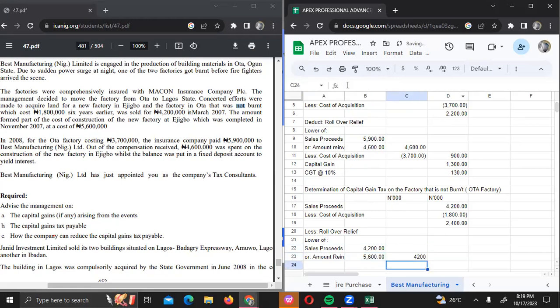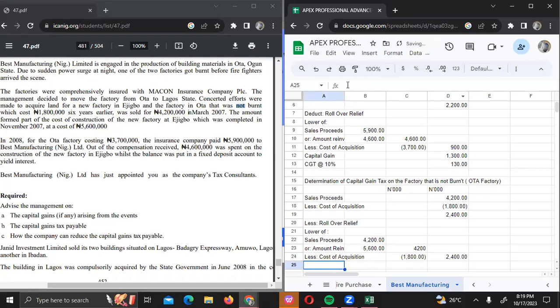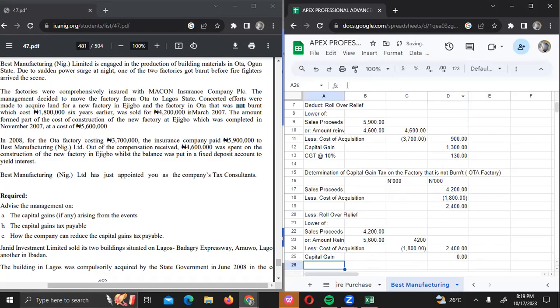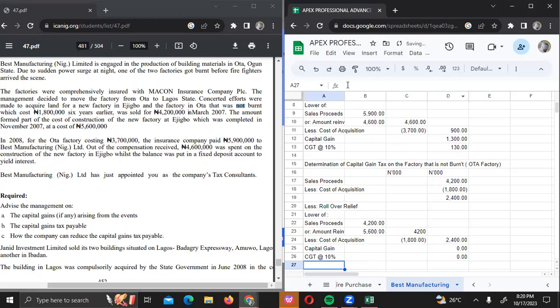So you bring your 4.2 here, and then you have less the cost of acquisition of that asset, Abby. How much is the cost of acquisition? 1.8. So you have 4.2 minus 1.8. And that gives you 2.4. So you have your capital gain, and this is what? 2,400 minus 2,400. You have 0.00. So capital gain tax at 10% will be what? 0. And that is the end of the B part of the question. But in this case, because the amount you invested is higher than the sales proceeds, it has a full rollover relief, right? Do you understand?